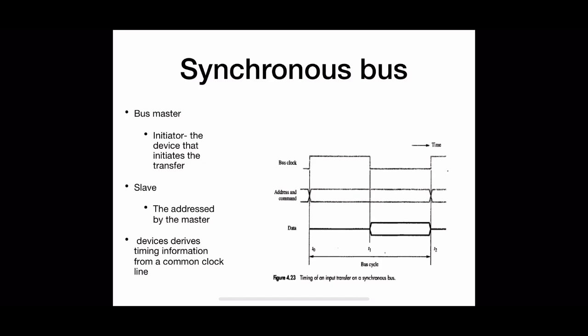Now, with the help of a figure, we can see how an operation takes place in the case of a synchronous bus. This figure shows a sequence of events during an input operation, that is a read operation. The duration of the bus cycle is T0 to T2. You have to complete the operation within this time period. So, at time T0, the bus master places the address of the slave on the address bus and also the read command on the control lines.